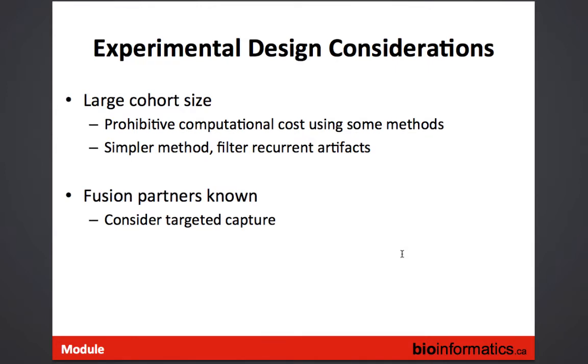Okay, so just to finish up, a few considerations when we're thinking about designing an experiment. With a large cohort size, sometimes your computational cost can be pretty prohibitive when applying some of these methods, but often you can leverage the fact that if you have a large cohort size, you can look for things that are recurrent. Things that are highly recurrent, say 90%, can often be classified as artifacts.